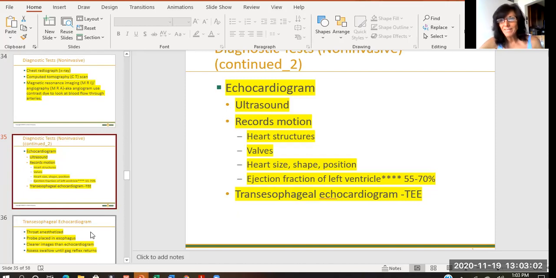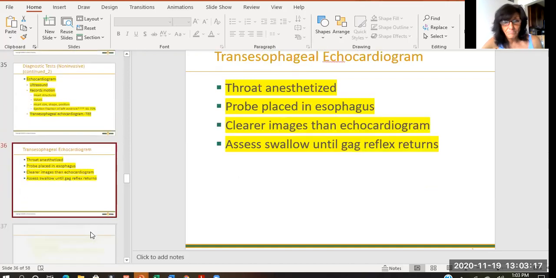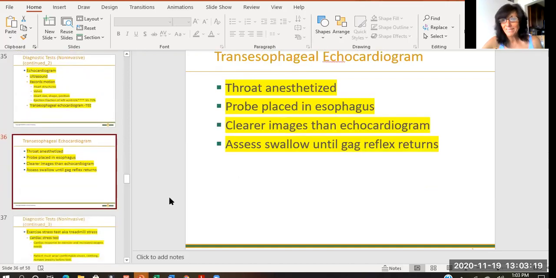Then there's something called a TEE. That's a transesophageal echocardiogram. That's where they take a scope and go through the esophagus and do an echo ultrasound from inside. And they're looking for something specific when they do that, okay? When they do a TEE, by the way, they're gonna numb the throat with a local anesthetic and the probe goes in the esophagus.